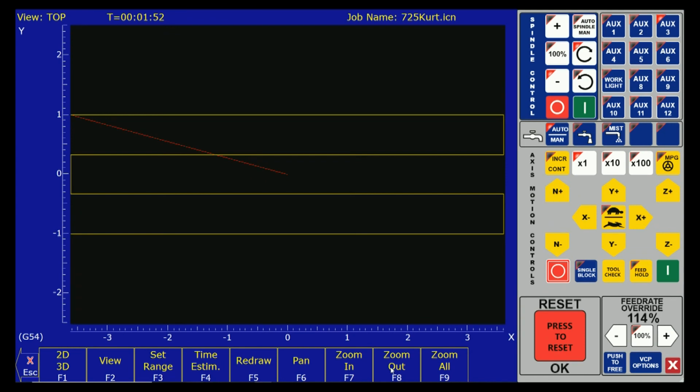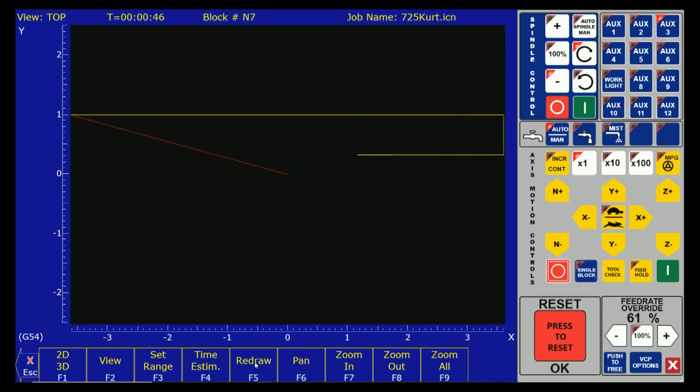So I clicked F8 graph, and here is what it gave me. First thing I want to point out is red is rapid, yellow is feed. Doesn't do me a whole lot of good here. And this thing went so fast. So what I'm going to do really quick to allow you to see this toolpath is take the feed rate override and turn that dude to the left. Now, it's not turned off, I'm on about a third. And I'm going to hit redraw. So now I can watch this thing cut.